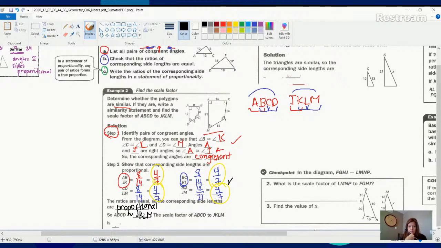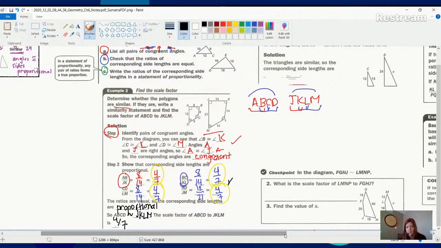Okay, and then something we haven't talked about yet, but it's pretty easy to figure out. It says the scale factor of ABCD to JKLM. What do you think that is? So the scale factor is how do we compare one to the other? Well, when we did our proportions, when we were comparing ABCD to JKLM, the factor that we got for every single one was 4/7. So the scale factor from ABCD to JKLM is 4/7. Okay, so there you learned something new.